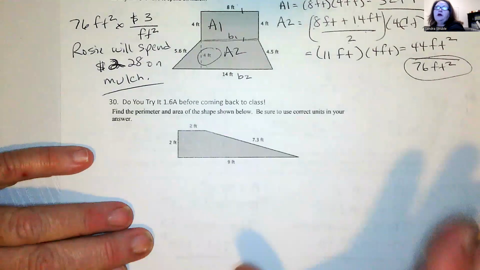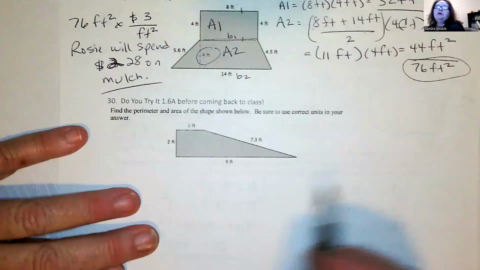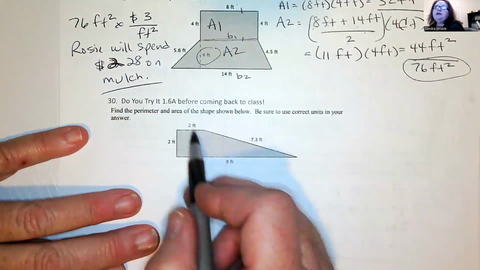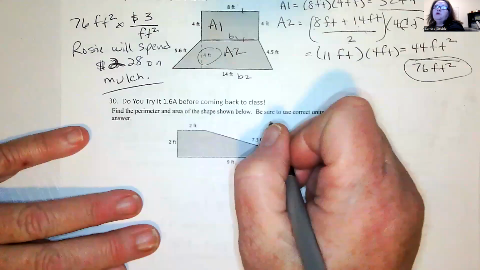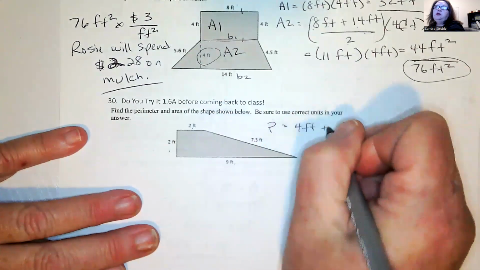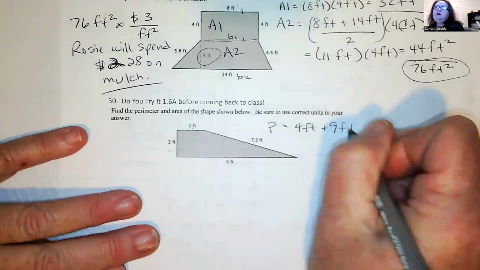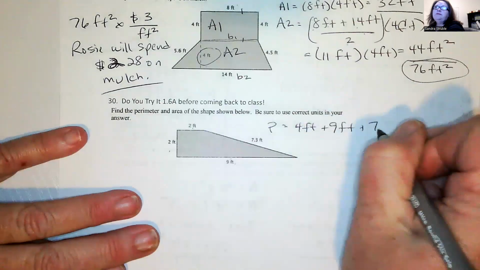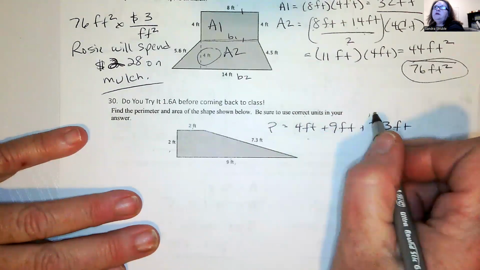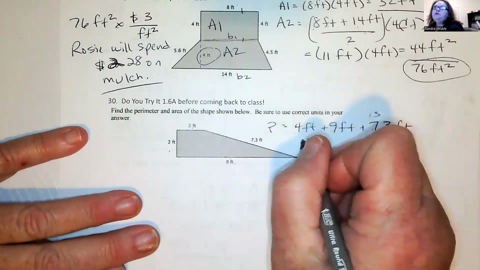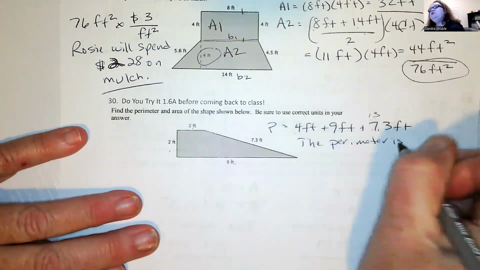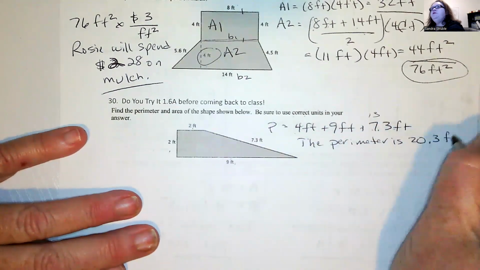I know it's a try it, but I'm going to go ahead and do it just to make sure you have it. So find the perimeter and area of the shape shown below. Perimeter is easy. They give us all the sides. So perimeter is just 2 plus 2 is 4 feet plus 9 feet plus 7.3 feet. All right, 9, 10, 11, 12, 13. So that's 20.3. The perimeter is 20.3 feet.